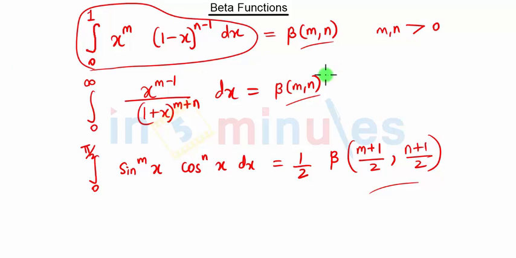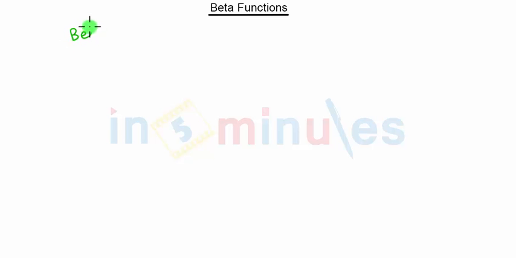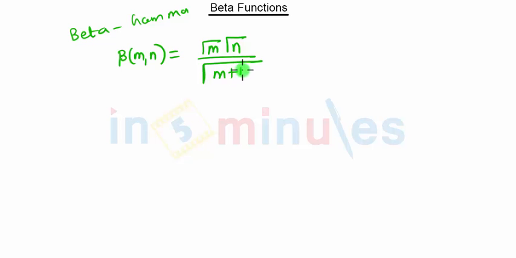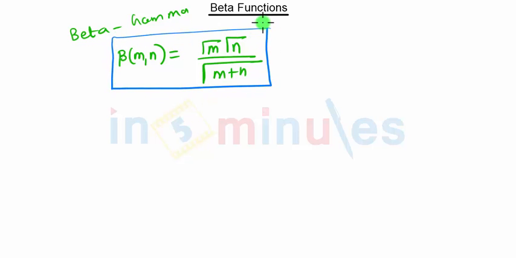But what is beta of m comma n? There is a relationship between beta function and gamma function. So what is the relationship between beta and gamma? Beta of m comma n is nothing but gamma of m into gamma of n upon gamma of m plus n. So this is a very famous relationship which we'll use in our beta function. So this is the relationship between beta and gamma functions.